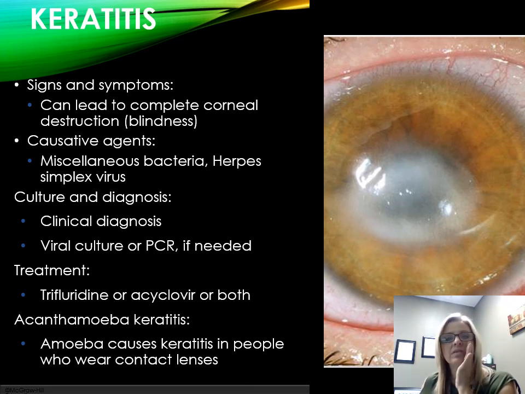You will diagnose this by viral culture or polymerase chain reaction if needed. Treatment is going to be acyclovir, trifluridine, or both of them. You can also have keratitis by Acanthamoeba. Okay, so this is the amoeba that can cause keratitis in people that wear contact lenses. So that is why, this is a free-living amoeba in tap water, fresh water. All right, so this is why you do not use tap water for putting your contact lenses, okay?